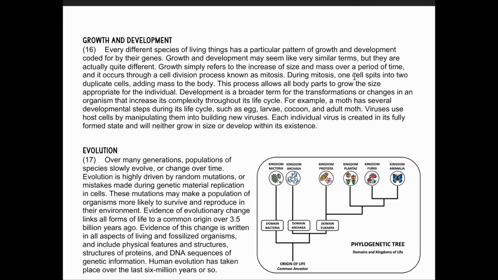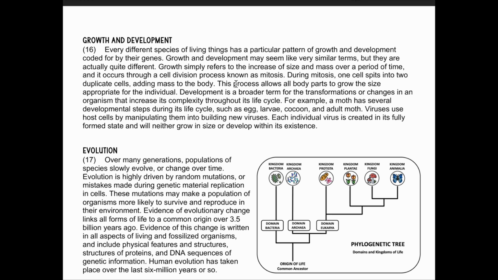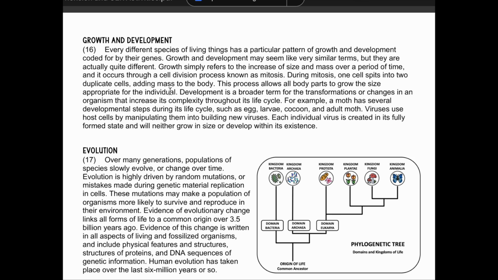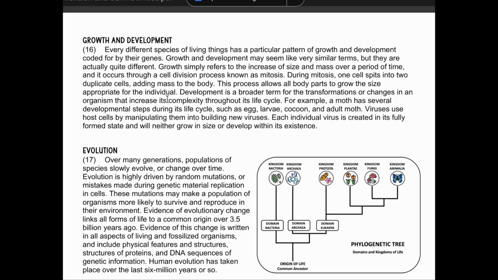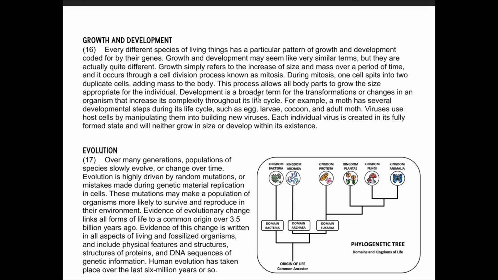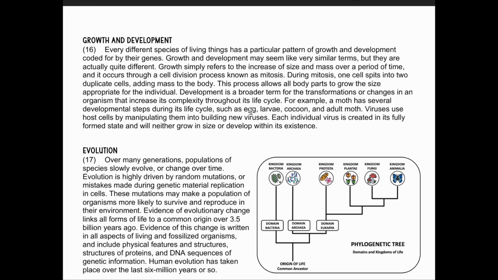During mitosis, one cell splits into two duplicate cells, adding mass to the body. This process allows all body parts to grow to the size appropriate for the individual. Development is a broader term for the transformation or changes in an organism that increases its complexity throughout its life cycle. For example, a moth has several developmental steps during its life cycle, such as egg, larva, cocoon, and adult moth.